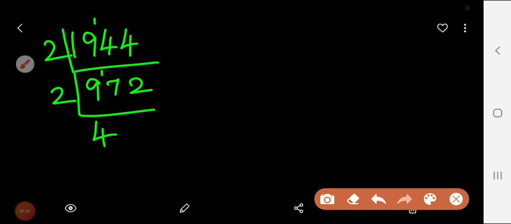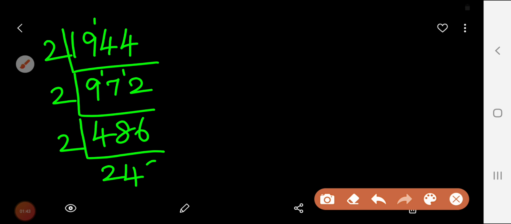Now 19: 9 2s are 18, remaining 1. Now it is 14, 7 2s are 14. Next 4, 2 2s are 4. Again we have to divide by 2. 4 2s are 8, remaining 1, it is 17 now. 8 2s are 16, remaining 1, it is 12 now. 6 2s are 12. Again we have to divide by 2. 2 2s are 4, 4 2s are 8, 3 2s are 6. Again we have to divide by 2. We will get 1 2 is 2, 2 2s are 4.